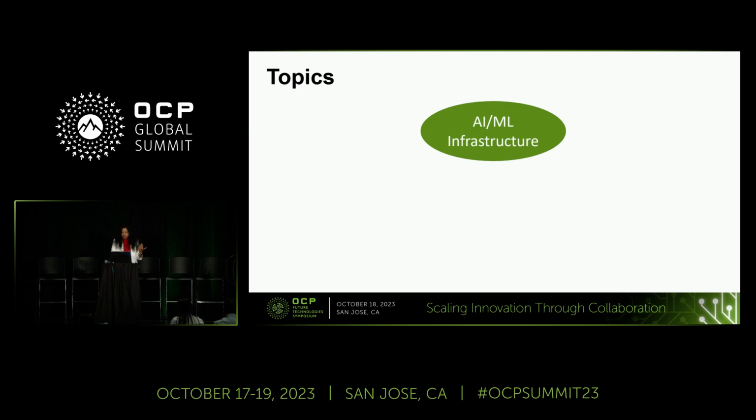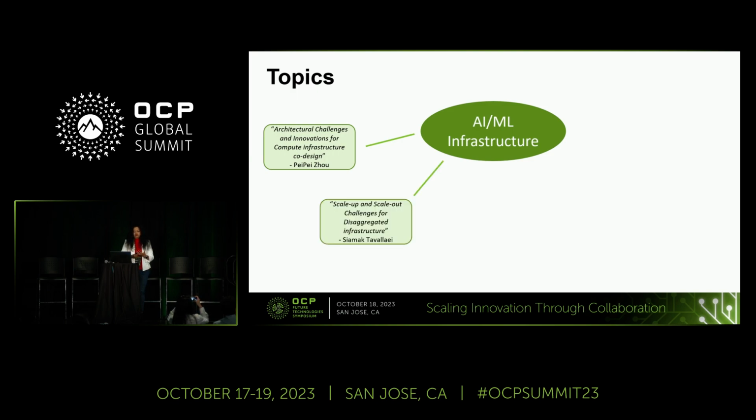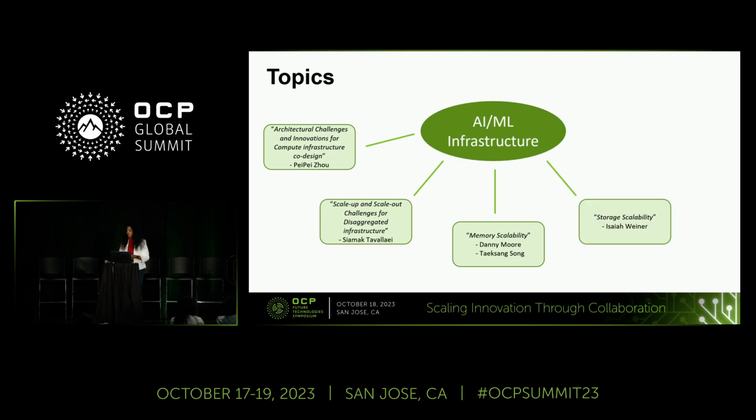The topics that would be presented by subsequent speakers are, the first one would be on compute infrastructure co-design, which would be presented by Pepe. This will be followed by challenges on scale up and scale out for a disaggregated infrastructure. That would be presented by CMAC. After this, Danny and Taksang would be presenting memory scalability. Isaiah would be talking about storage scalability, as well as showing some of the customer use cases that they are seeing at Weka.io. And finally, Tushar would be presenting modeling methodology and tools for hardware-software co-design.